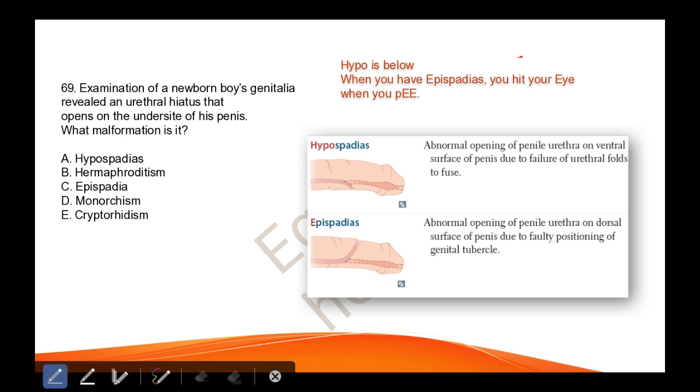Here we are discussing a congenital problem for a newborn boy, genitalia. He revealed a urethral hiatus that is opened on the downside of his penis. This is hypospadias, where you can see the opening of the urethra on the ventral, down surface of the penis.